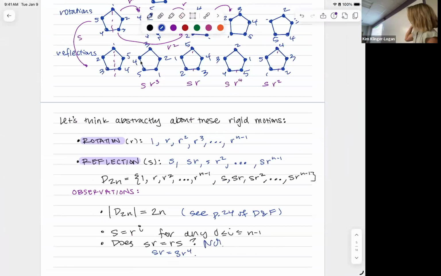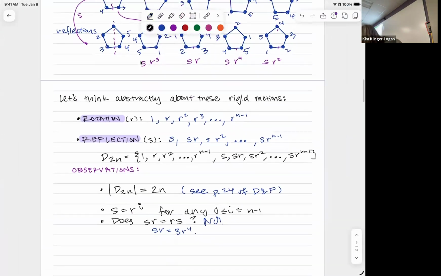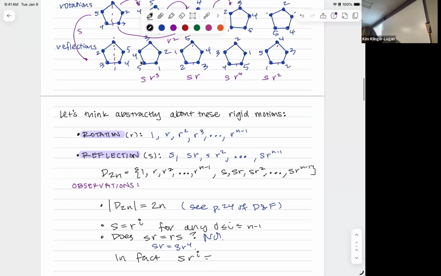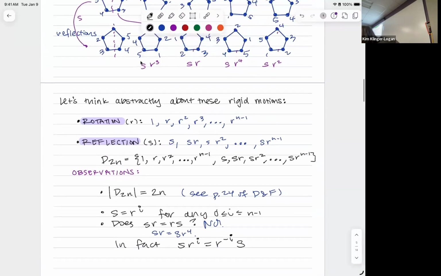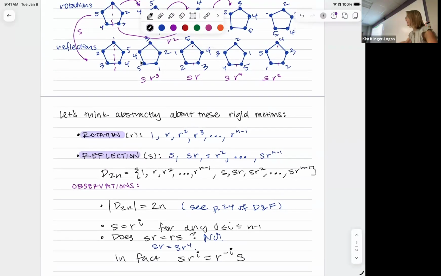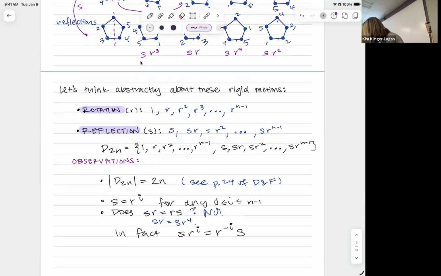Okay, and in fact, what is the relationship that should hold? If I have SR to some power, they don't exactly commute, but I go the opposite direction. It's the same as applying the reflection first and then going the opposite direction by rotation. Did I do it backwards? Wait, no, I think this is all right. This is right, RS, but this is R to the fourth S, like this.